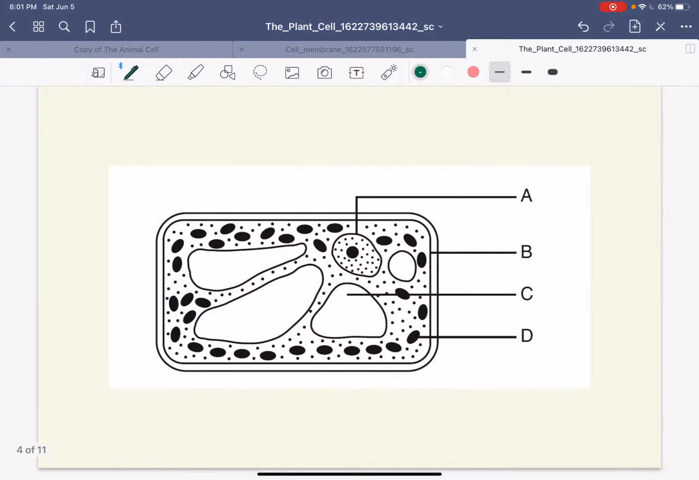Got it. Next, A again is the nucleus. B again is pointing to the cell membrane. C is pointing to the vacuole.